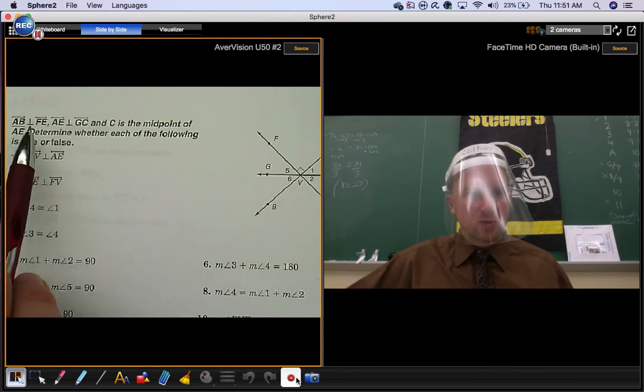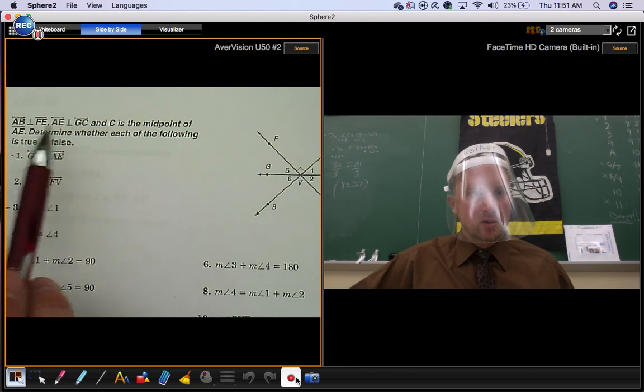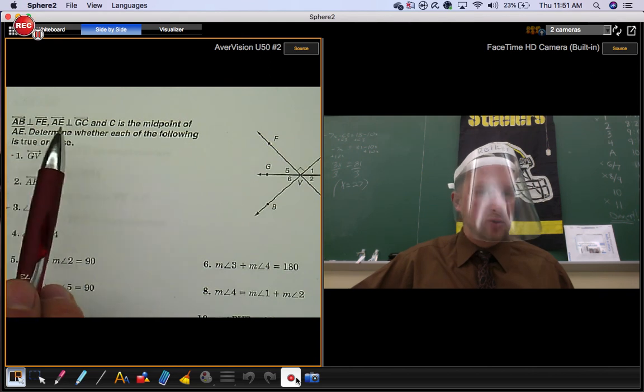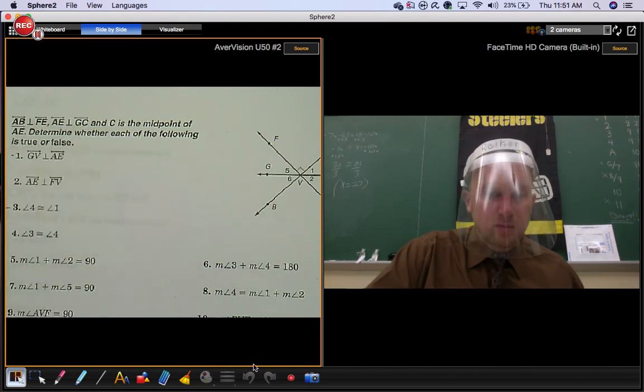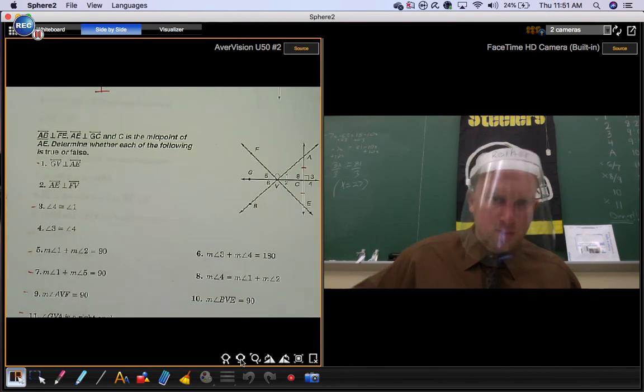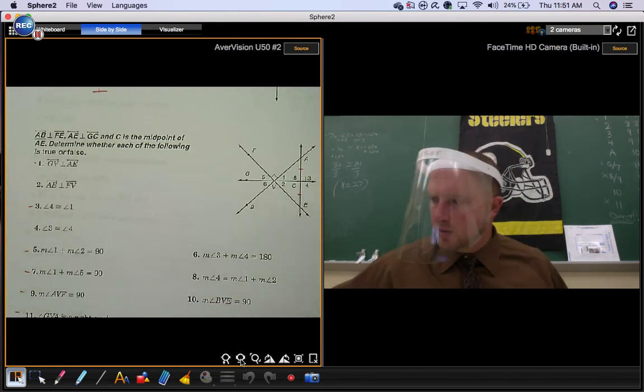These two segments are perpendicular. Actually, it's lines. These two lines are perpendicular. Same thing with those two lines. And they indicate that over here in the picture.